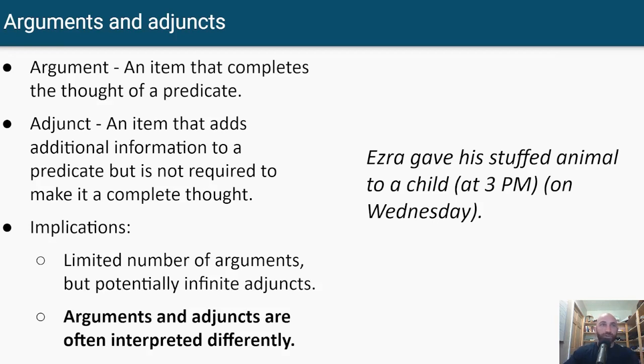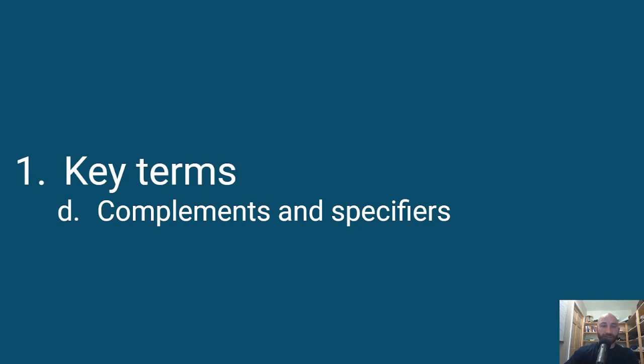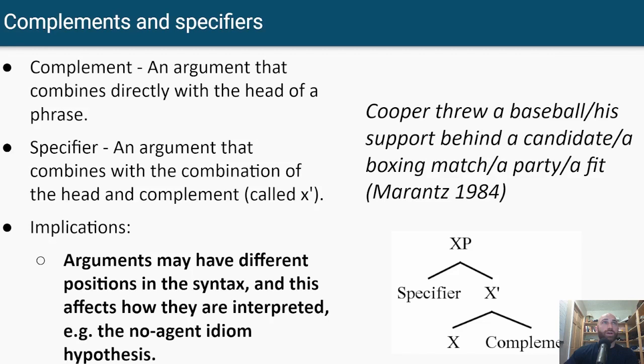Next, we will move to complements and specifiers. Complements and specifiers are different kinds of arguments. A complement is an argument that combines directly with the head of a phrase. Okay, so we're going to look at this more closely. A specifier is an argument that combines with the combination of the head and complement. And this has been traditionally called X bar. Okay, so let me explain this in more detail.